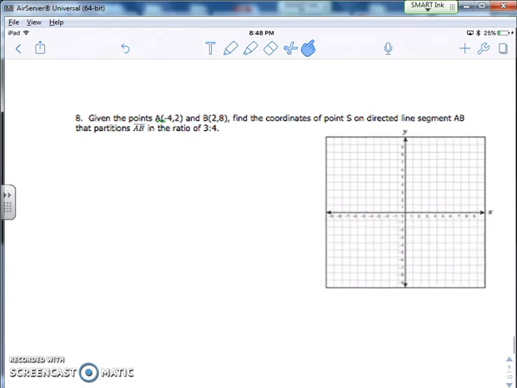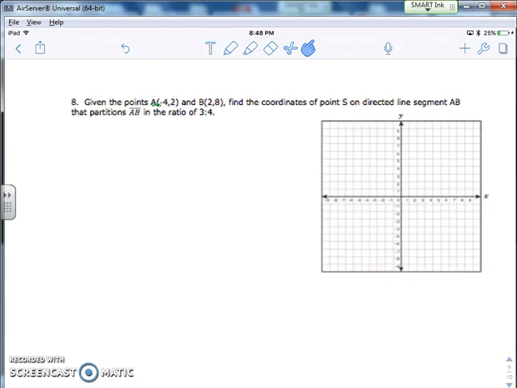Alright, we've got another partition segment, 3 to 4. If you want to try this on your own, go ahead and pause it and see if you can get it on your own, and I will work through it. Your A again is your x1, y1. And your B, it's mentioned second, so it's going to be the x2, y2. And in our partition segment, the 3 is the m, the 4 is the n.